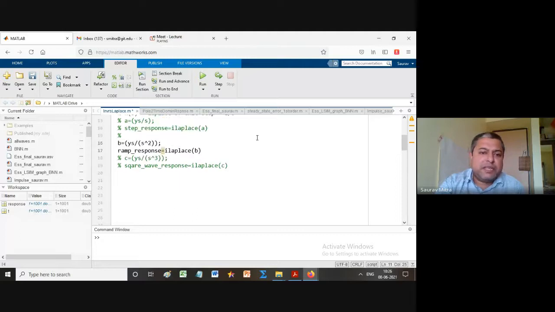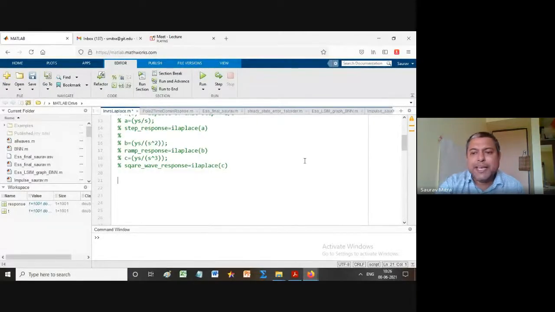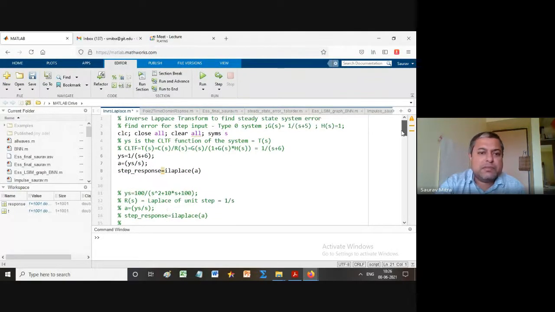The CLTF you have to calculate on paper, and then you plug it into this code. This code is just for plugging in. It is only a 4 line code: clc, close all, clear all, s equals tf of s like this, and then Y(S) is equal to 1 by S plus 6. This is coming from G(S) and H(S). And A is equal to Y(S) by S. What is Y(S) by S?